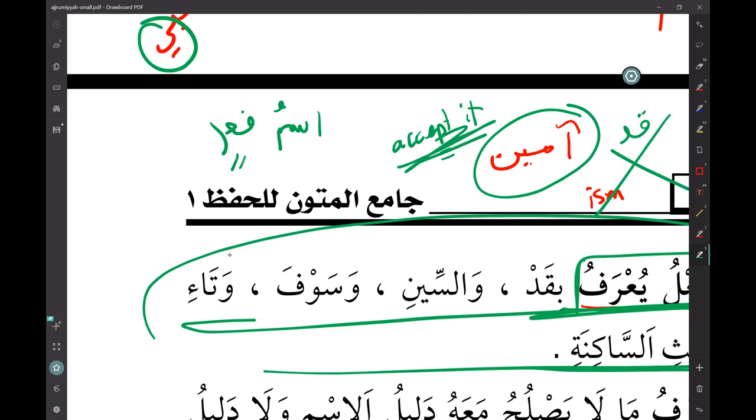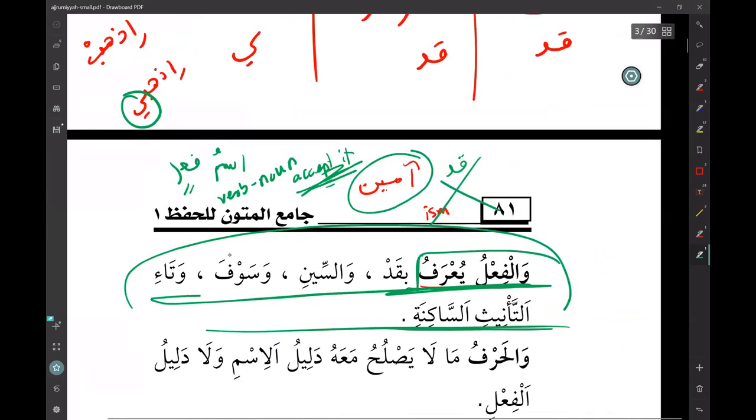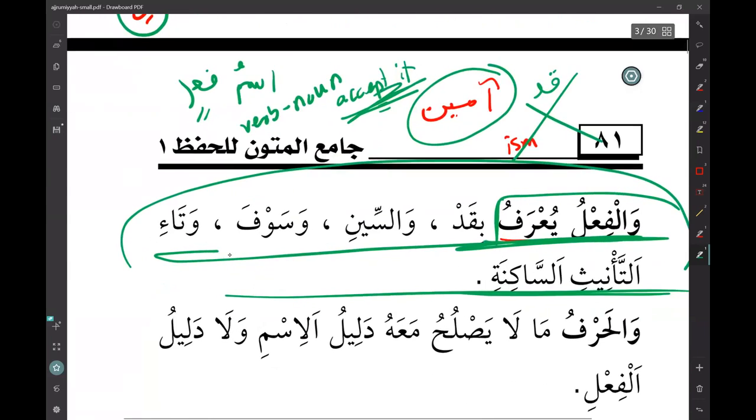You can say verb noun. Maybe that would be fine. For me, I would put a hyphen here just to make things clear. So verb-noun. Makes sense? So because it doesn't accept any of the verb signs, then we cannot technically call it a verb, right? But it has a tense. You're asking Allah to accept it.